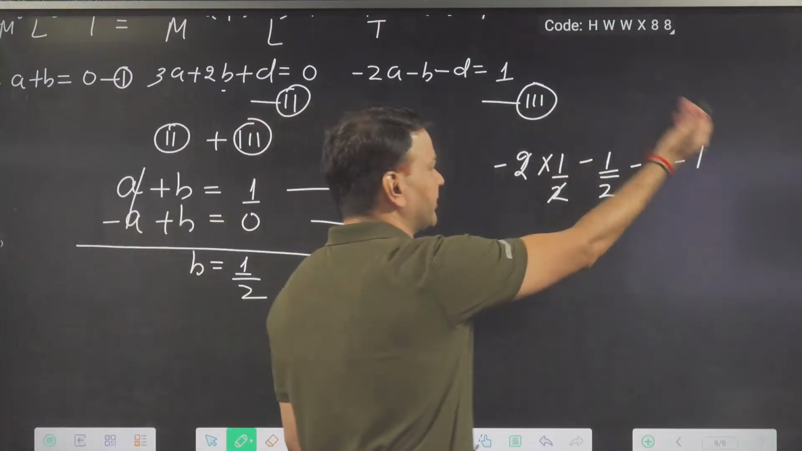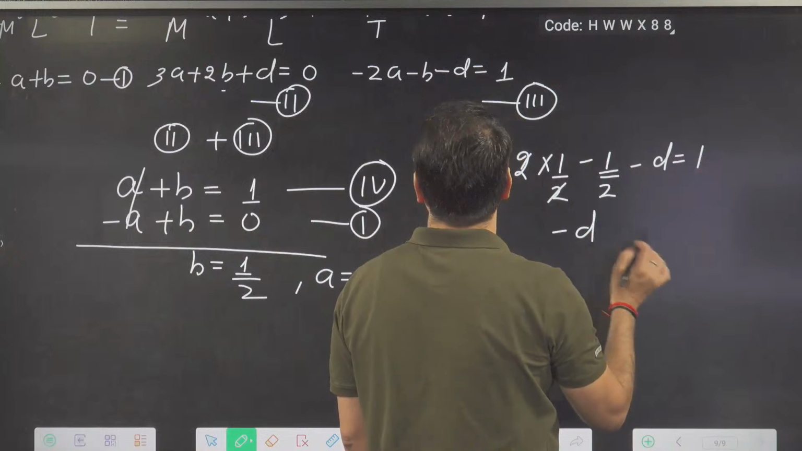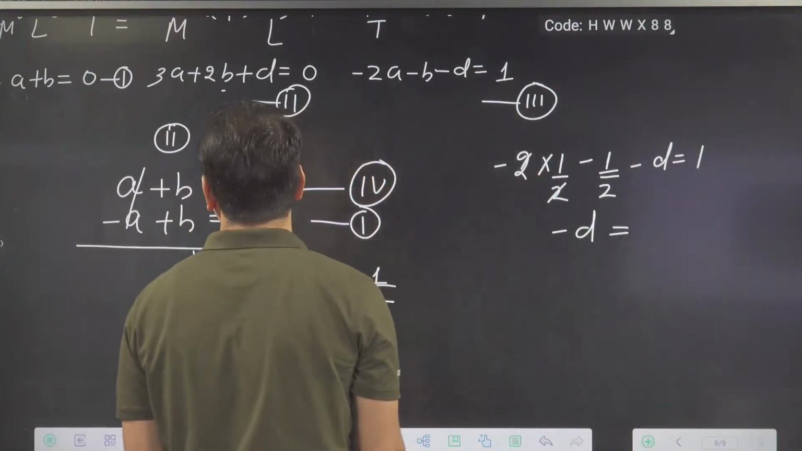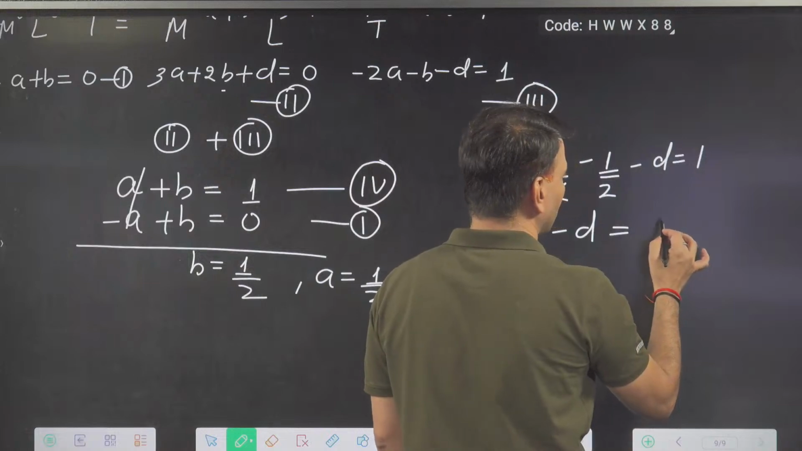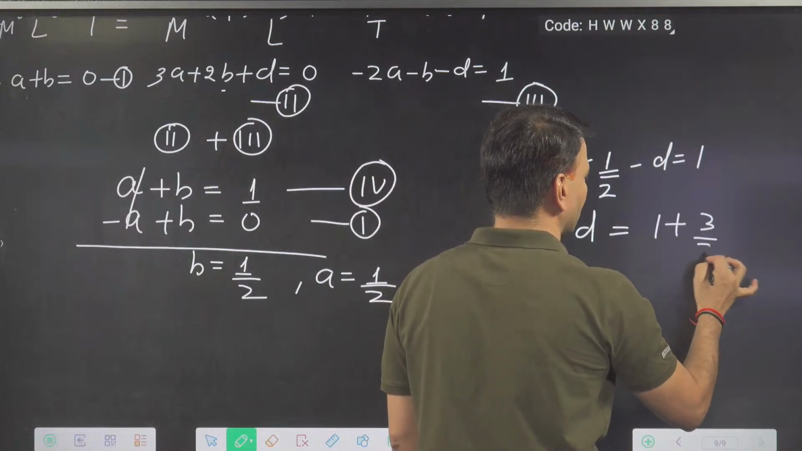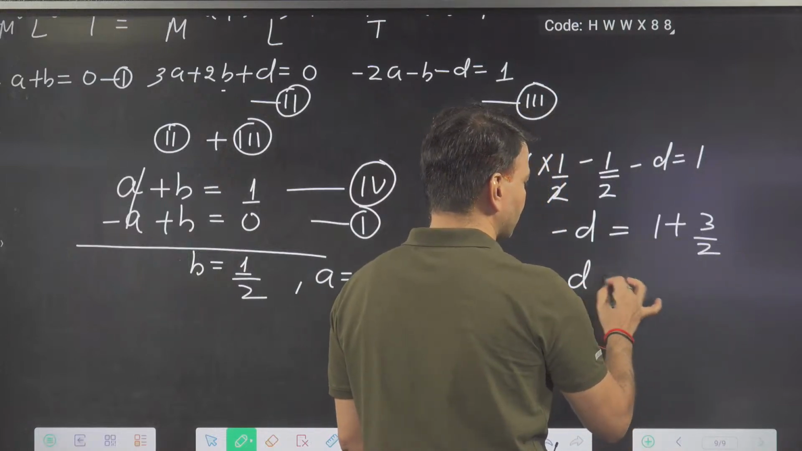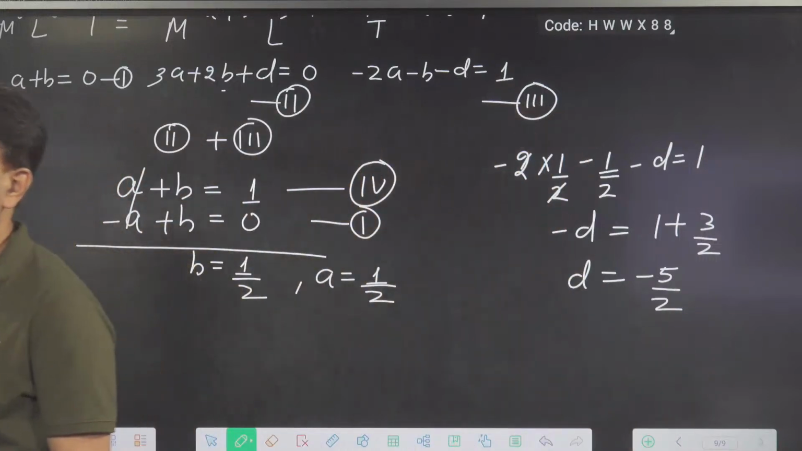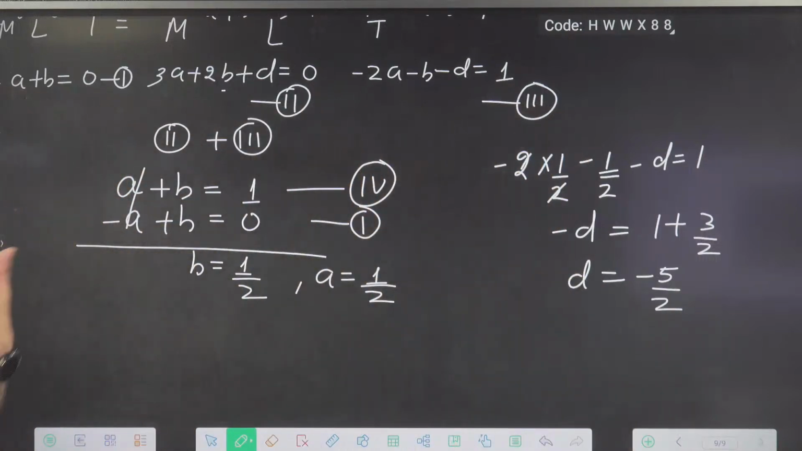Minus 3 by 2 will shift to this side. So minus D is equal to 1 plus 3 by 2. So what we got? D is equal to minus 5 by 2. So I got the values of A, B and D. Now you can get the dimension of the time.